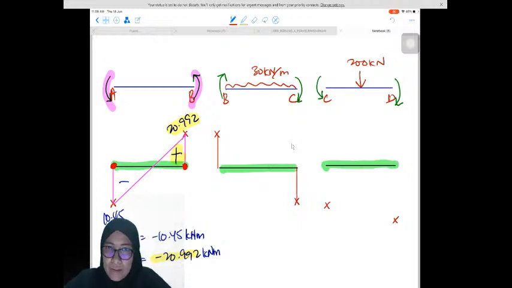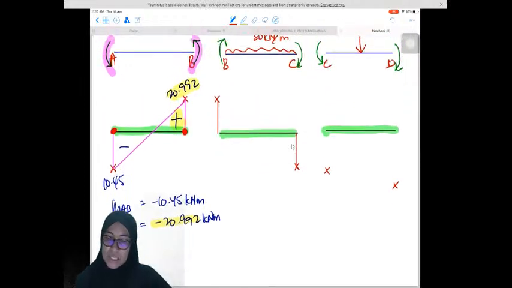However, for this one, since this is UDL, we must analyze whether this beam has maximum moment or not. In order to do that, we have to draw the shear force diagram at member BC. So how to do this?